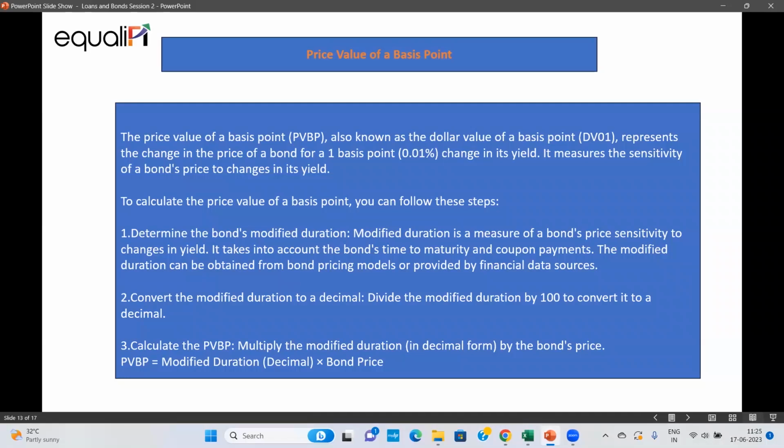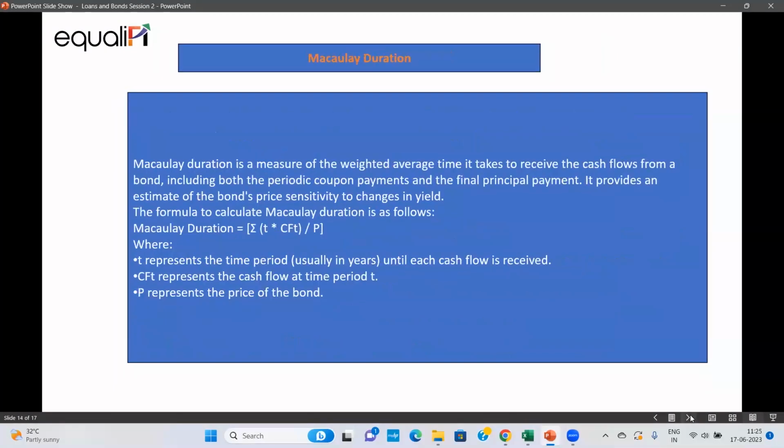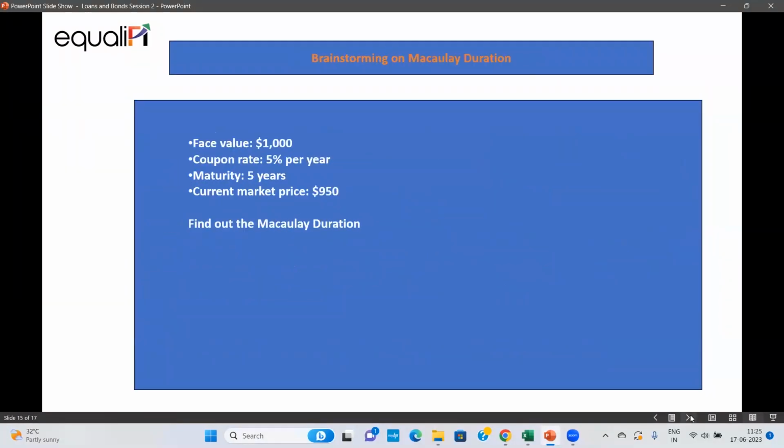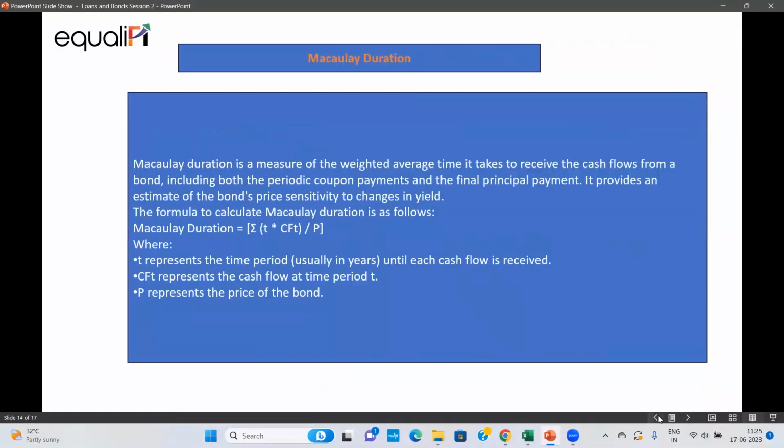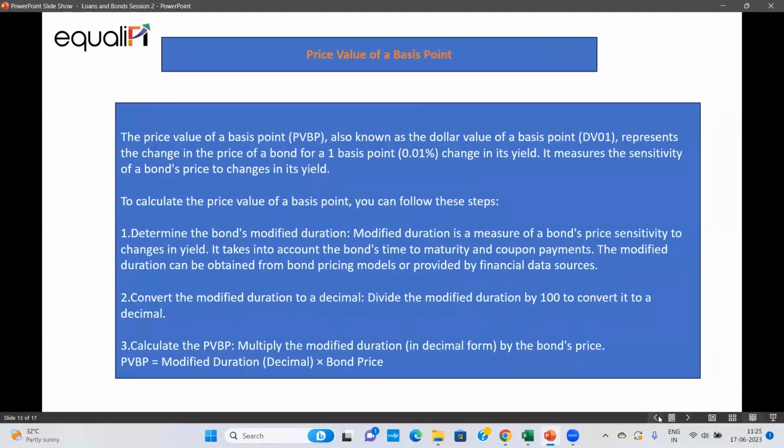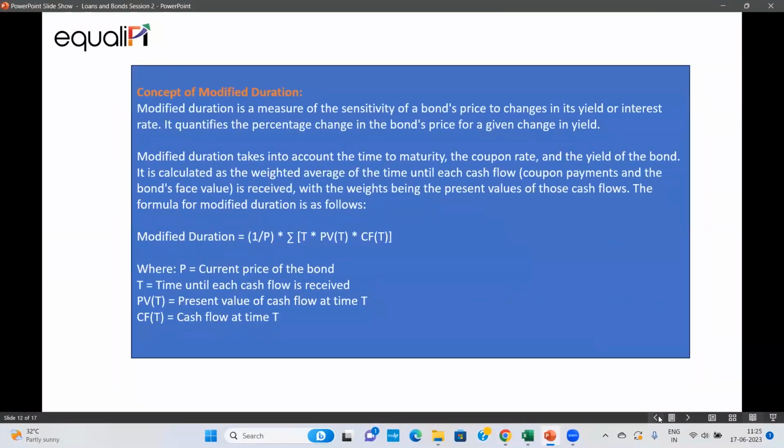To calculate the price value of a basis point, there are 3 steps. One is determine the bond's modified duration, so we know the formula. Convert the modified duration to a decimal and then multiply it with the bond price, right? So now I'll give you a formula. For an example, I'll give you a problem rather.